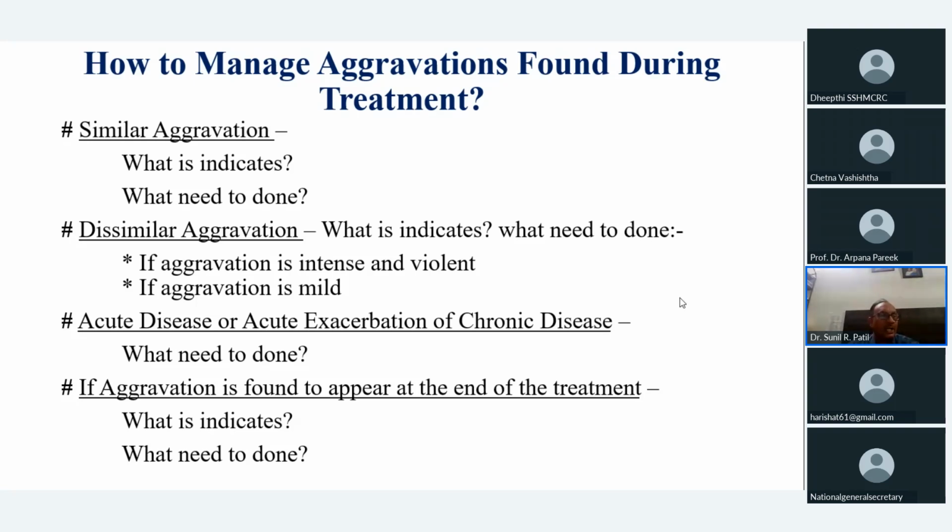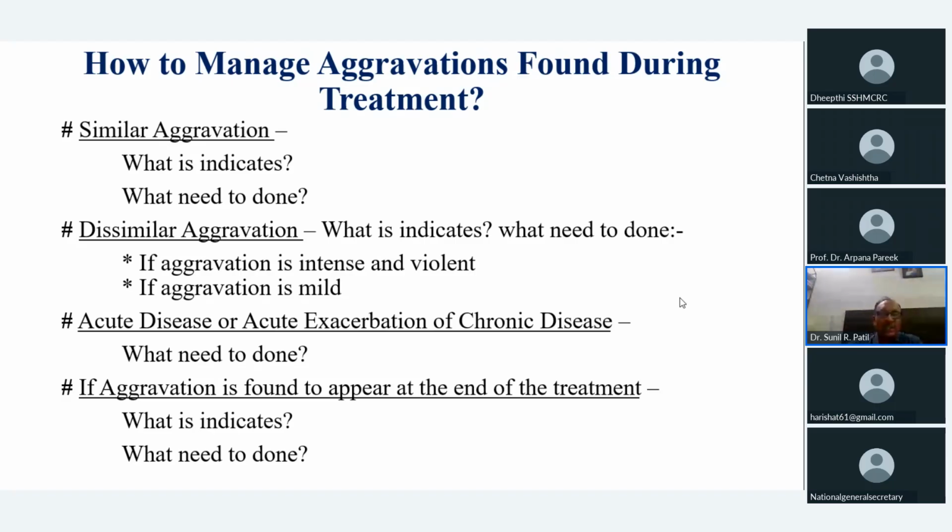And there are occasions when, after the acute exacerbation of the chronic disease, the totality of the chronic disease is completely changed. Then fresh case taking is required, and on the basis of the fresh totality of symptoms, you choose a new constitutional remedy in the homeopathic way, and administer it to complete the cure. These are the cases of acute disease and acute exacerbation of the chronic disease.